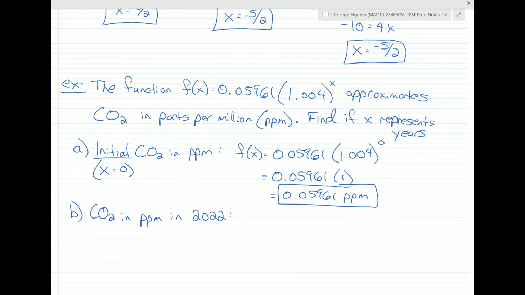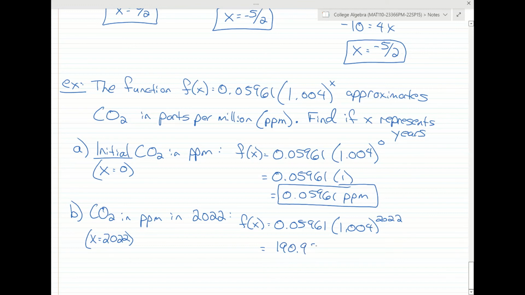And the last one, it says CO2 in 2022, so the year is X. So simply put 2022 in for X. I do have a calculator. I figured this out. I'll tell you what it is. It comes out to be 190.935 parts per million. Those are a little more simple word problems.